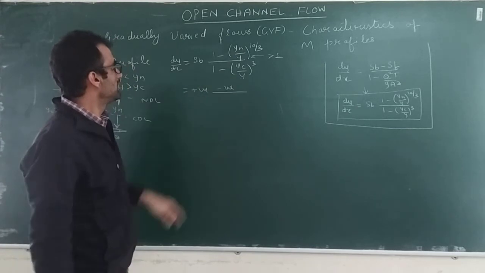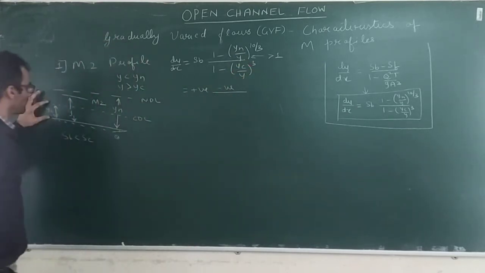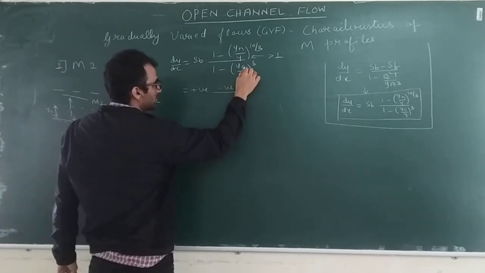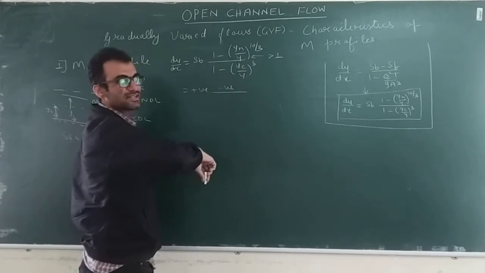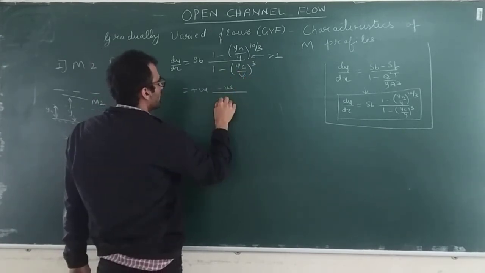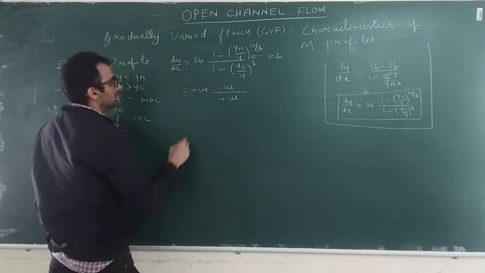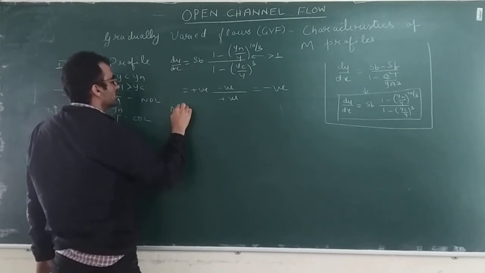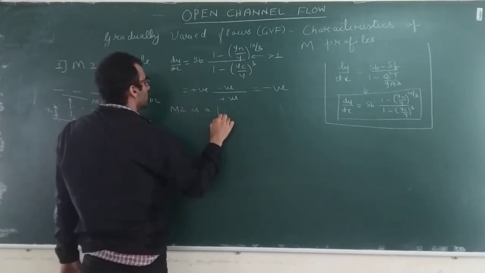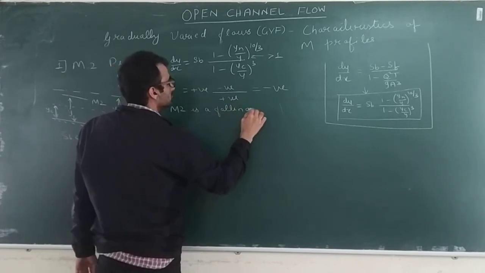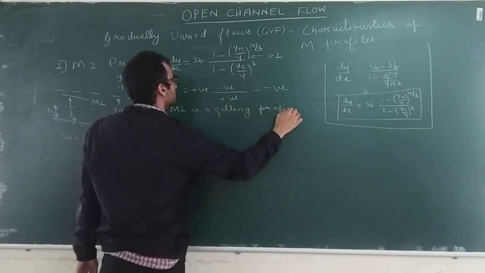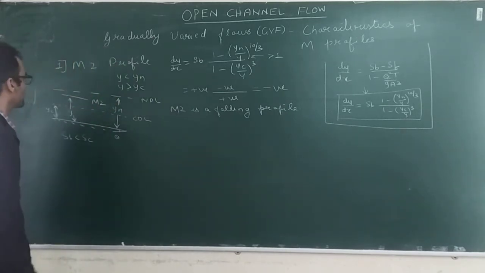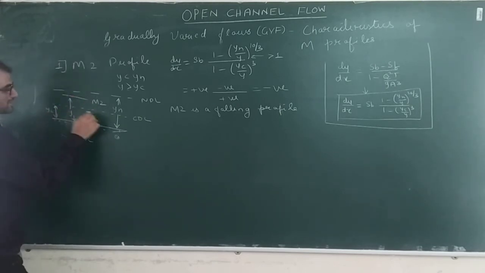What about denominator? See, Yc is less than y. So this number is less than 1. So 1 minus this number is less than 1 and raised to 3, it will again be less than 1. So 1 minus less than 1 will be positive. So the entire dy by dx will become negative. Okay, therefore M2 is a falling profile. Why? Because dy by dx has come out to be negative. So y has to decrease with respect to x.